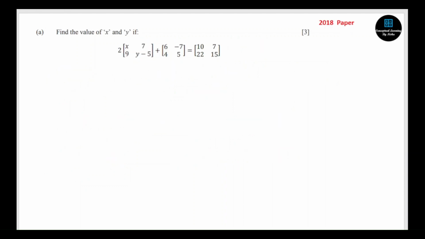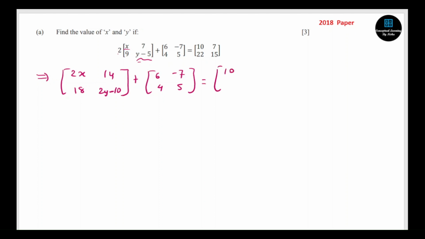Now, 2018 paper, 3 marker question. Alright, we have to find the unknown values of x and y. Alright, so step by step again. You have to multiply 2 with each of these elements. So what do we get? 2x 14, this is going to be 18, and 2y minus 10. Don't forget to multiply 2 with both of them. Common mistake. Alright. Plus 6 minus 7, 4, 5 equals 10, 7, 22, 15.